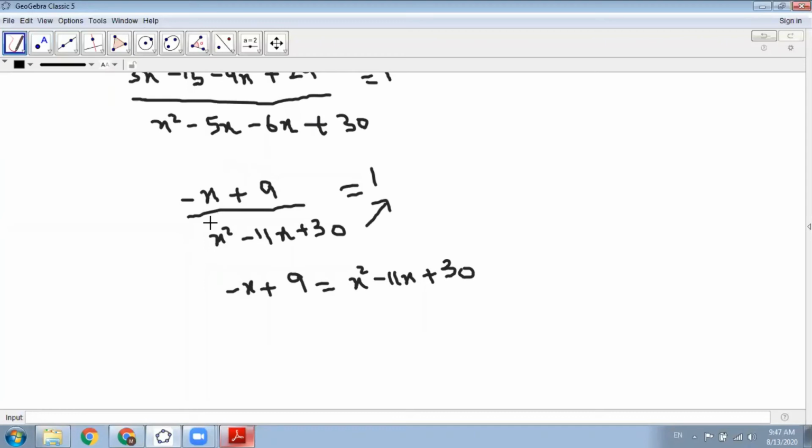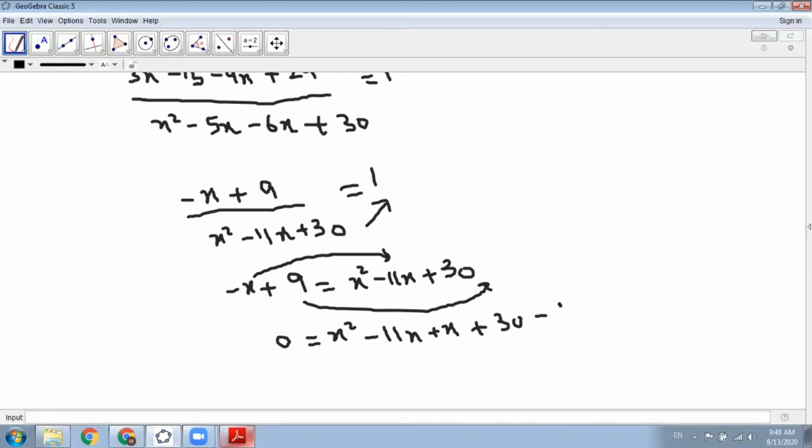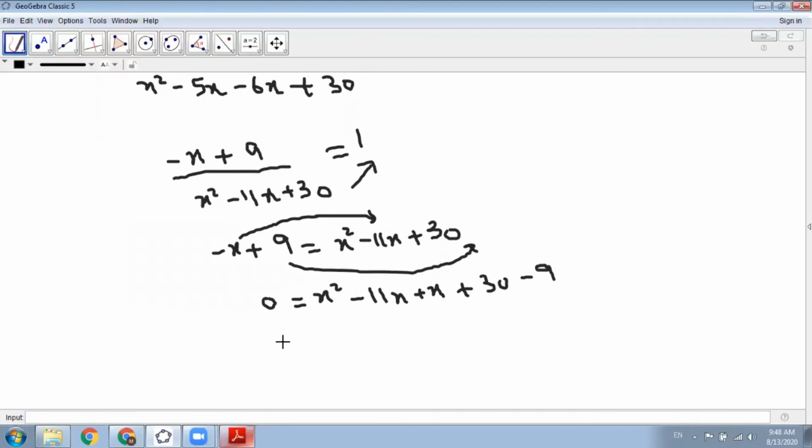So we can write it like 0 equals to x square minus 11x, and this x will then move to this side, so it will become plus x. Same way, plus 30, and when we move plus 9 to this side, it will become minus 9. Now we get x square minus 10x plus 21.